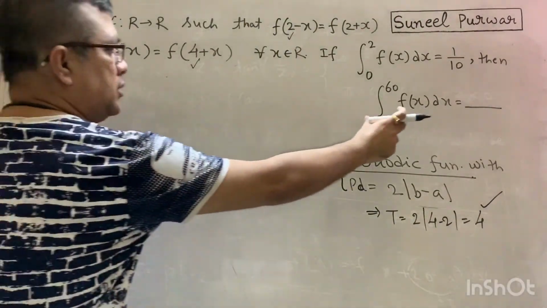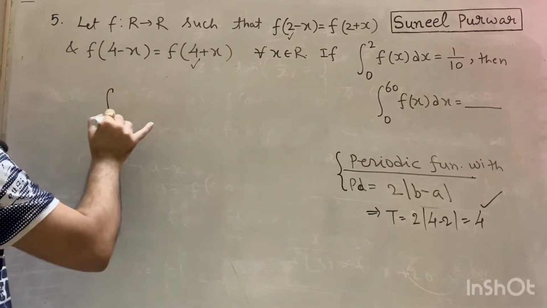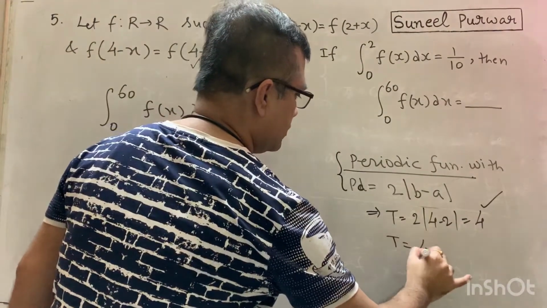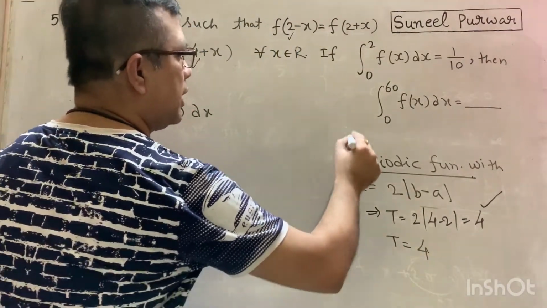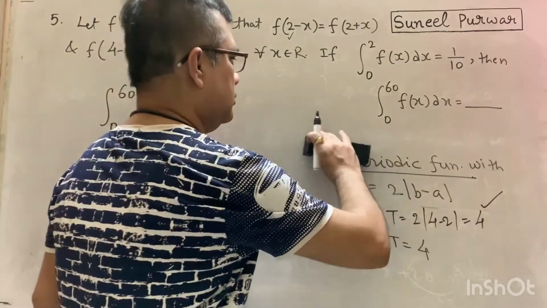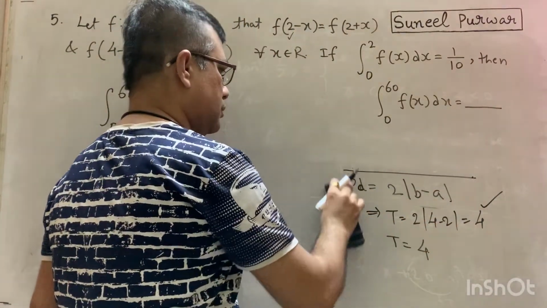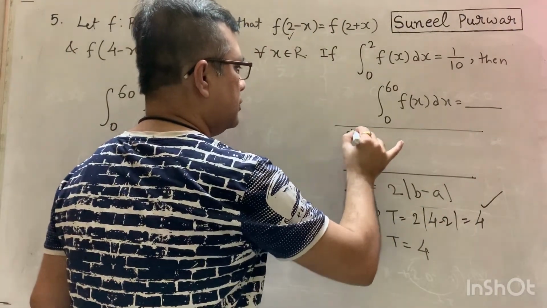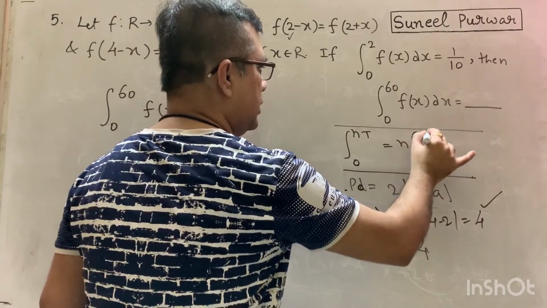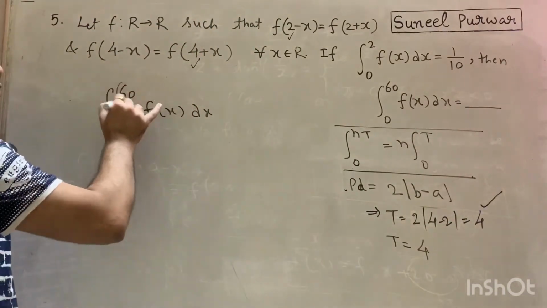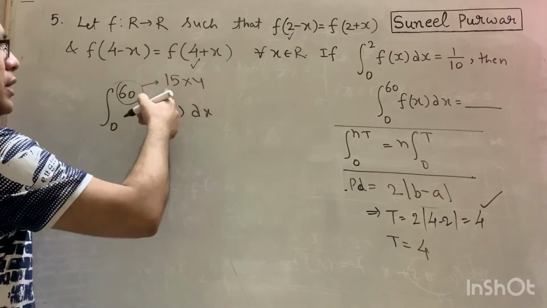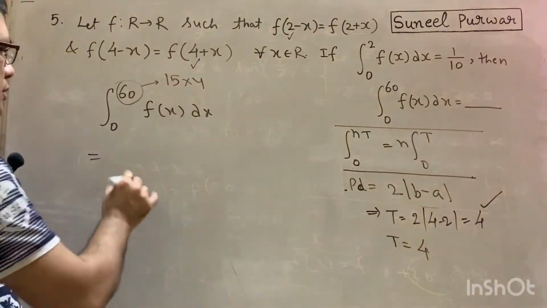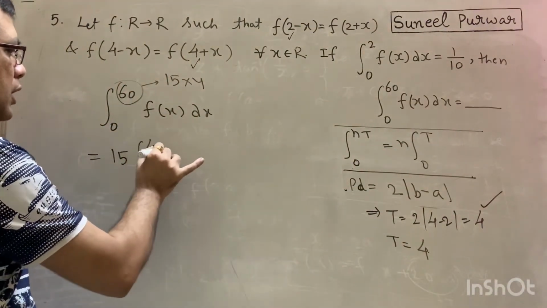Now let's write down this required value. Integral 0 to 60 f(x) dx, T equal to 4. Now you are well aware of this property that integral 0 to nT is nothing but n times integral 0 to T. So using that property, 60 means what? 15 times 4. So this integral can be written as, using this property, n, how many times? 15 times, integral 0 to 4 f(x) dx.